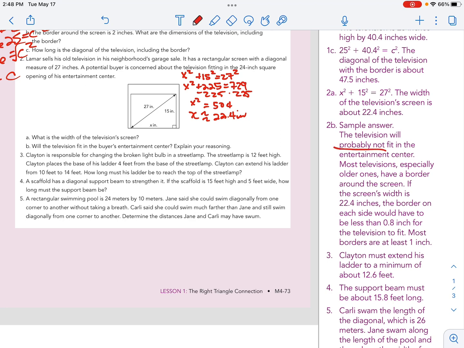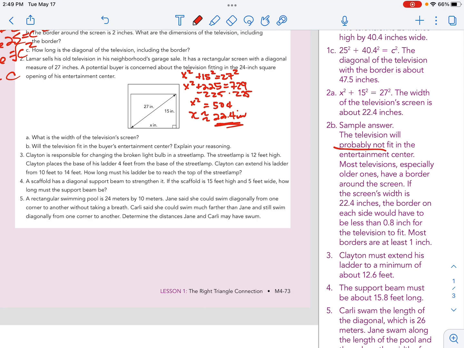I was going to say it would fit if there's not a border, but I didn't remember that old TVs have a border around them. So unless that border is really small, there's no way that something that's 22.4 inches is going to fit in something that's 24 if there's any kind of border on it. I needed to pay more attention to that.